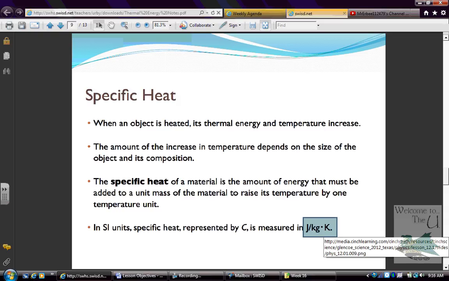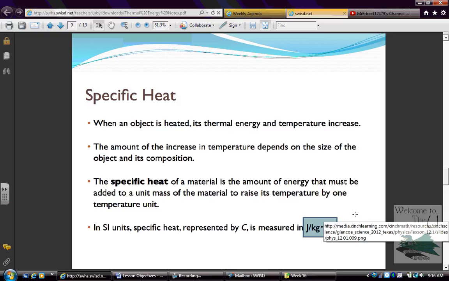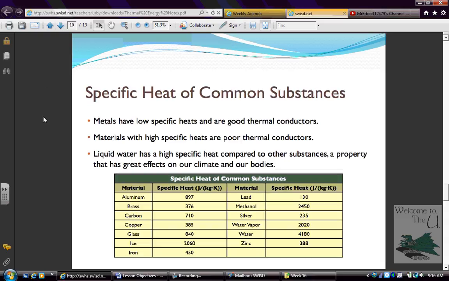Okay. So let's go ahead and take a look at some of these examples of specific heat, because I want you to see just how that might make a difference in how objects react with things around them and how they absorb heat energy from other objects. Okay, so some specific heats of common substances. Metals have low specific heats. They're good thermal conductors, which means that if you place them in an environment where they can absorb heat energy, they do it readily and quickly.